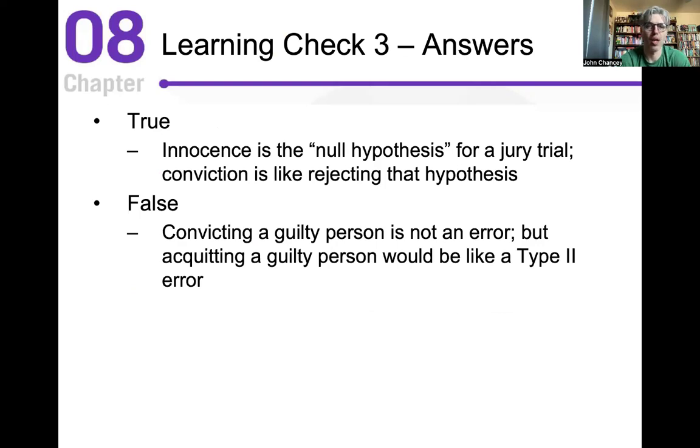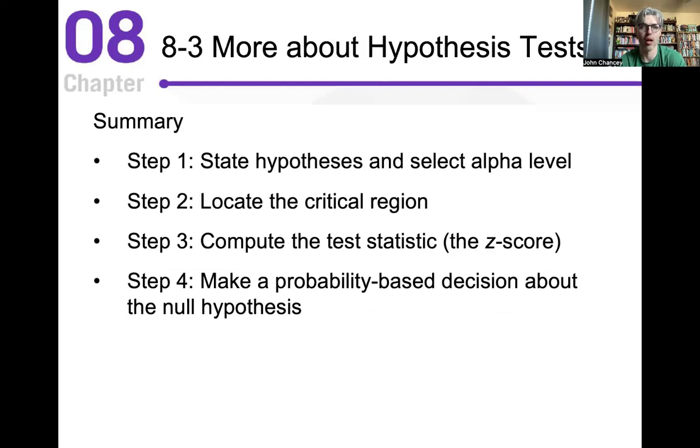All right, first one is true. Innocence is the null hypothesis for a jury trial, so conviction is like rejecting the null hypothesis. The second one is false. Convicting a guilty person is not an error, but acquitting a guilty person would be more like a type 2 error. So convicting someone who is guilty, that's the correct decision. But if you acquit somebody who is guilty, that is a type 2 error.